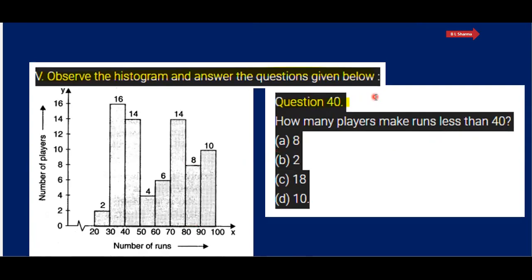Question number 40 on your screen: how many players make runs less than 40? See, 30 to less than 40 is 16, and 20 to less than 30 is 2. So the total is 16 plus 2, that is 18. So C is the correct option.